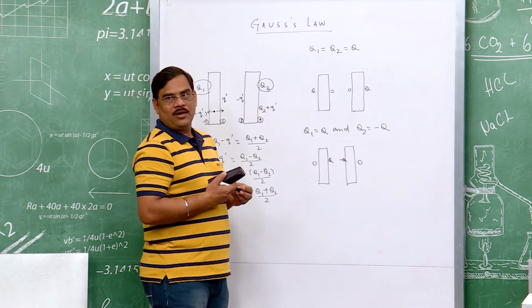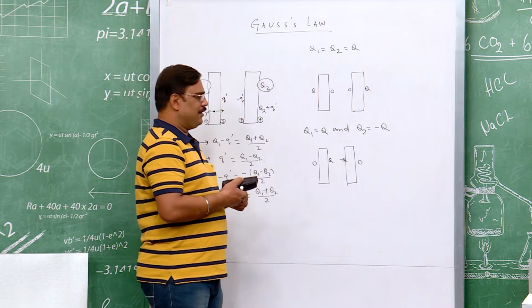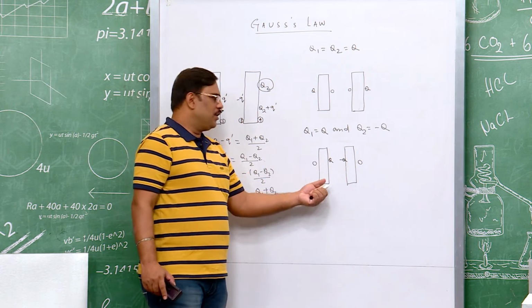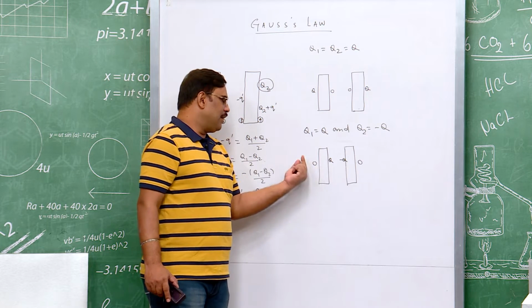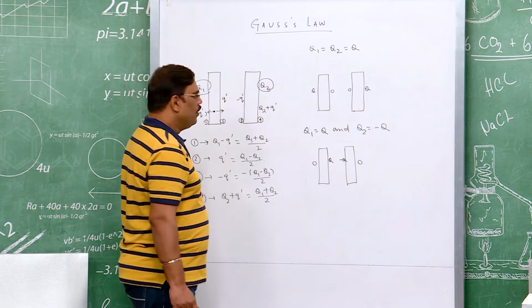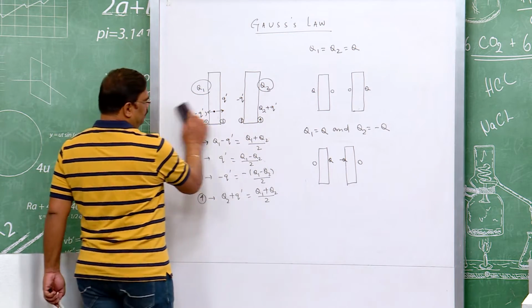So, if equal and opposite charges are given to two plates, then all the charges will come to the inner faces, the outer faces will have 0 charge. Let us take another example.